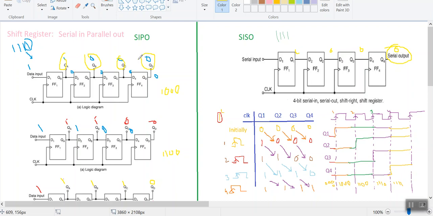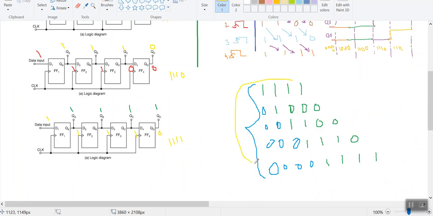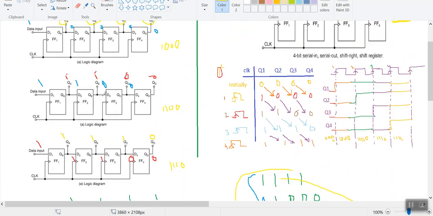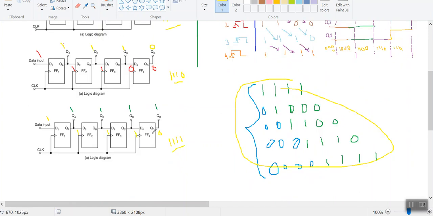You are getting your output in parallel, but in the other case you are getting your output serially. At last your output is at the serial output, not at Q1 Q2 Q3. So that is your final output. You need to wait in that case, whereas here you are getting your output at each flip-flop instantly. That is what I said: there you need to wait for more clock pulses, but here for each clock pulse you get your output as 1 triple 0, double 1 double 0, triple 1 0, and 4 ones. Like this you are getting your output.